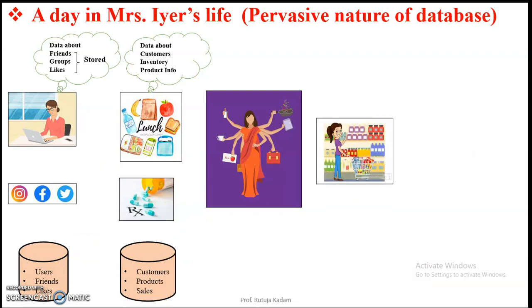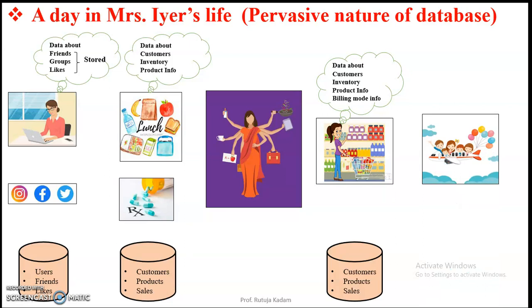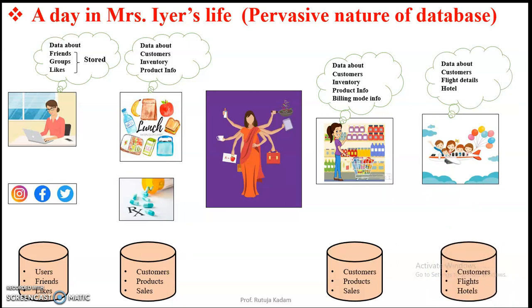Then in the evening she goes to the grocery shop. She thinks about where the data about the groceries is maintained, how the product information is managed, and how the billing information is managed. Again, the answer is that the data is stored in the database. And finally she wants to go on vacation, so she books flights and hotels, and that data is again stored in the database. So this is the pervasive nature of the database. Pervasive means it is an integral part of the daily chores of a person.